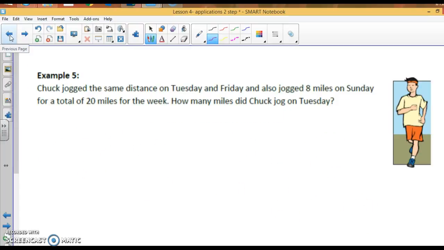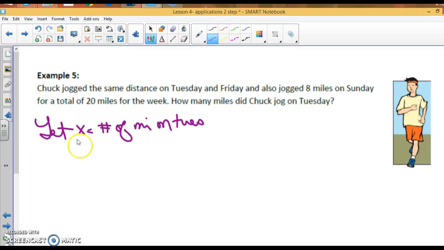Example 5. Chuck jogged the same distance on Tuesday and Friday, and also jogged 8 miles on Sunday, for a total of 20 miles for the week. How many miles did Chuck jog on Tuesday? So, let x equal the number of miles on Tuesday.